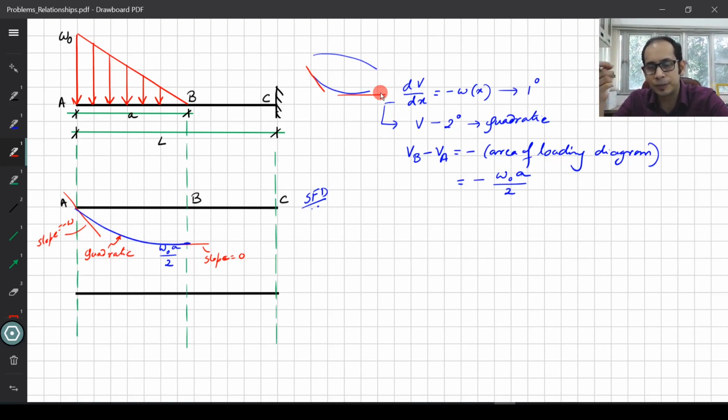Now what happens after B? After B, you see there is no load over here. So what does no load mean? If this is 0, that means your V must be a constant. So from here all the way up to here, you are going to have a constant line with this particular value of W naught A over 2. Let's go ahead and draw that as well. So here I am going to have a constant line. This constant line is also W naught A over 2, negative. So the whole shear force diagram is negative.